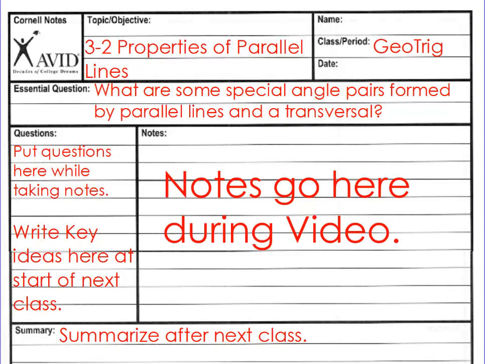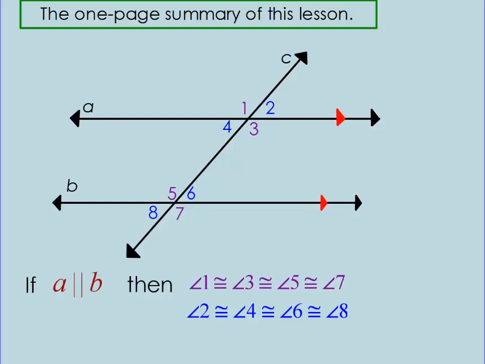Welcome, GeoTrig. This is section 3-2, Properties of Real Lines. The essential question is, what are some special angle pairs formed by parallel lines and a transversal? Let's begin. This is a one-page summary of this lesson. There's a lot of different chunks in it, but this picture says it all.